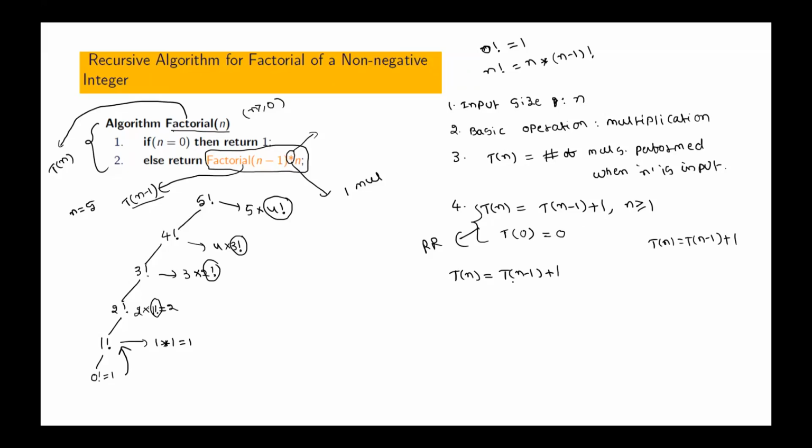But what is T of n minus 1? Do we know this value? What is T of n minus 1? Do we know that? T of n minus 2 plus 1. We don't. So that's why, wherever n is there, you substitute n minus 1.